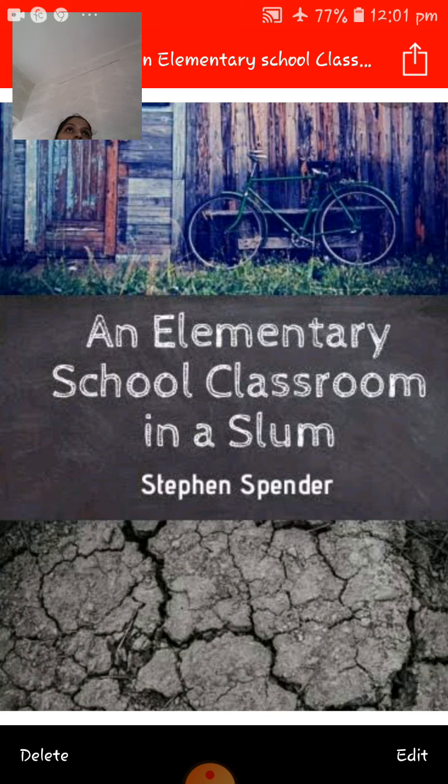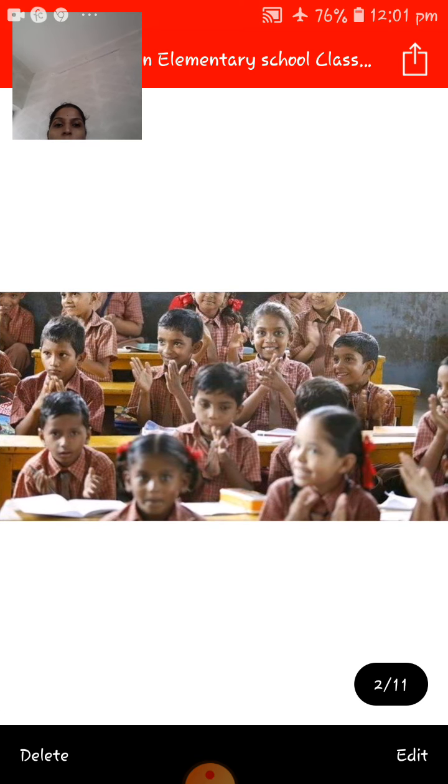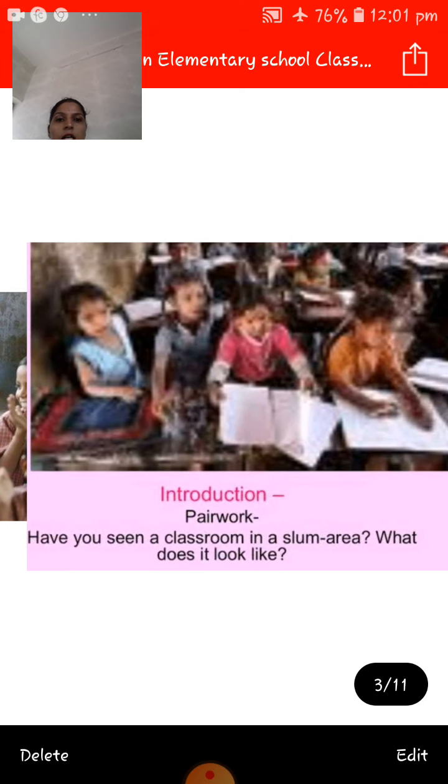So here, Stephen Spender. He just focuses on what? On the struggle of, you can say, the slum people or social injustice. So his basic focus is on class inequalities, like that. So this is a picture of slum children, how they study and how they enjoy their classroom.